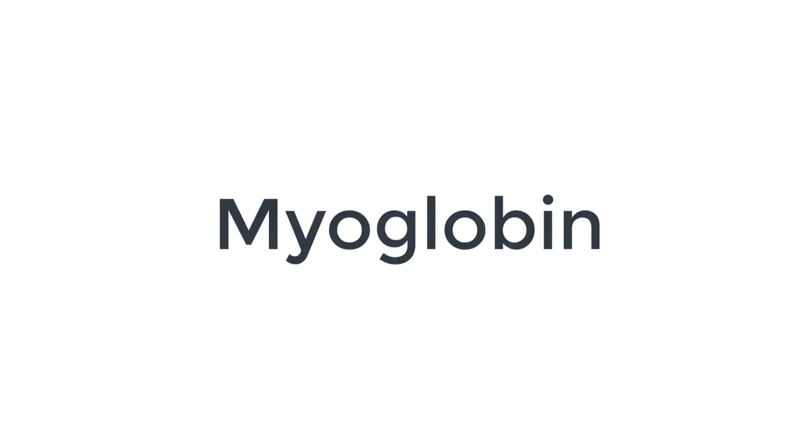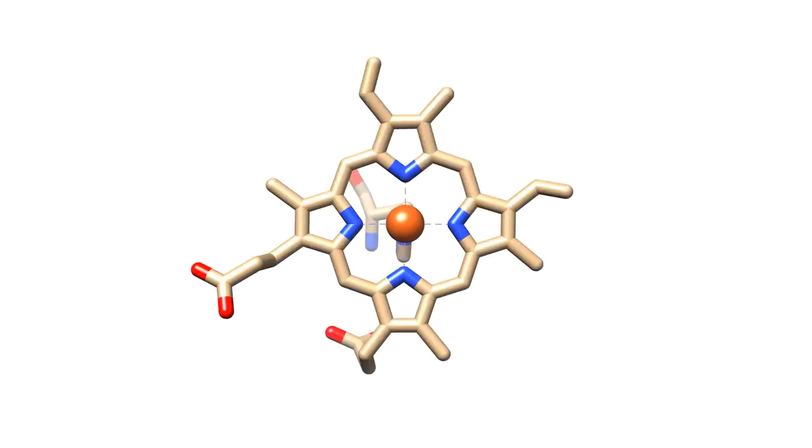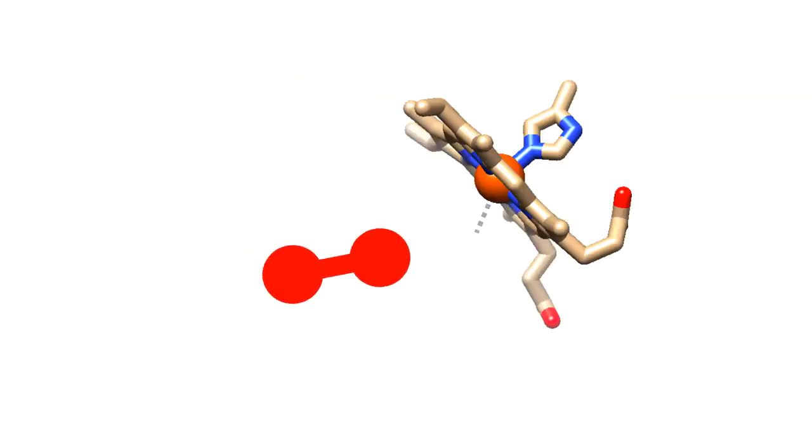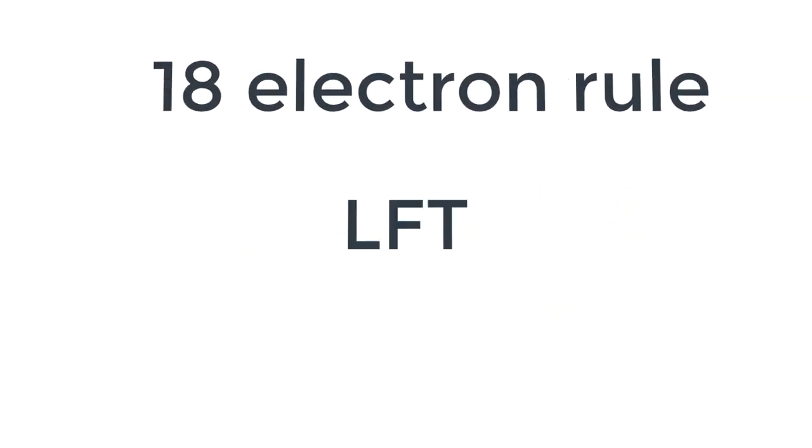In summary, myoglobin is a protein in the blood that functions in oxygen delivery and storage into skeletal muscles in mammals. The stability of the heme structure of myoglobin is explained by the chelate effect, HSAB, and kinetics, while the binding of oxygen to an iron 2 ion is explained by the 18-electron rule, ligand field theory, and LFSE.